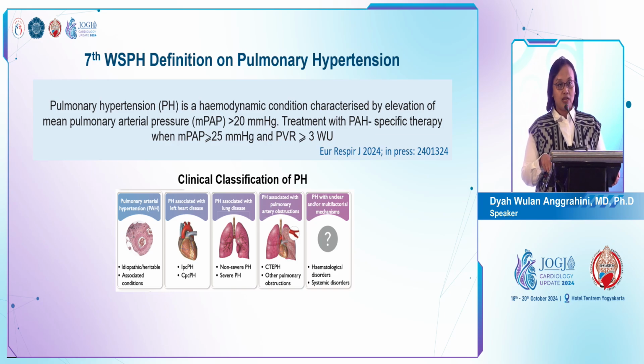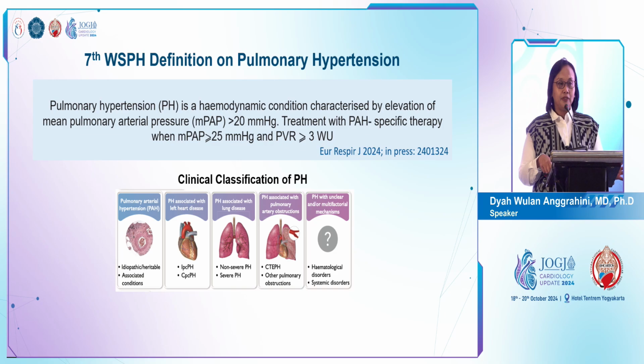By the definition from the WSPH, the threshold is more than 20 millimeters of mercury, but specific targeted therapy for PAH will be given when the mean pulmonary artery pressure is more than 25 millimeters of mercury and the pulmonary vascular resistance is more than 3 Wood units.